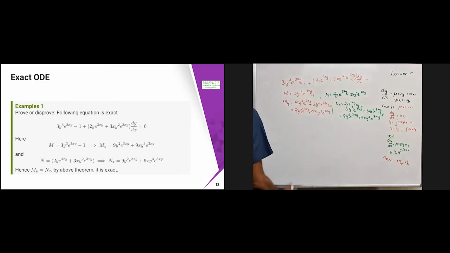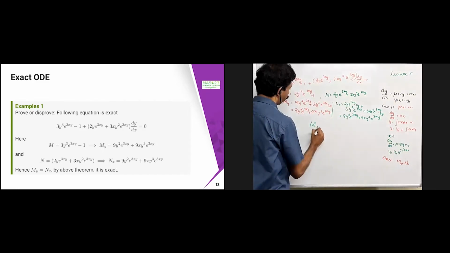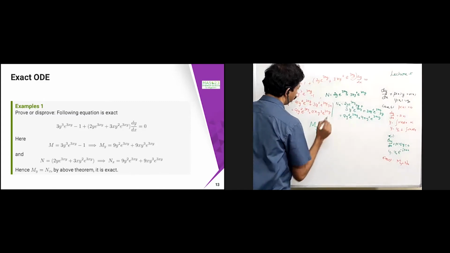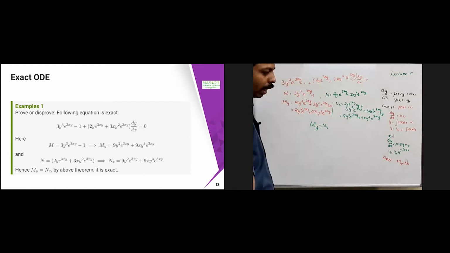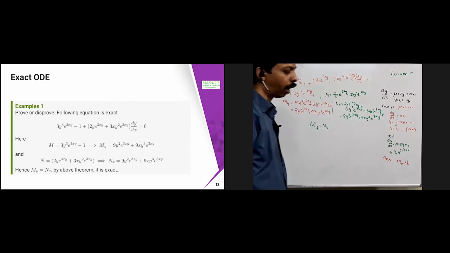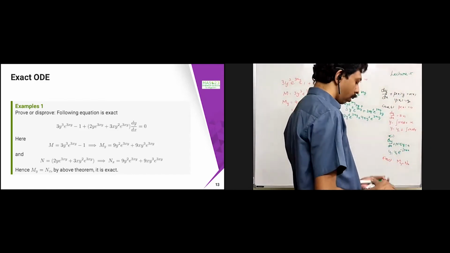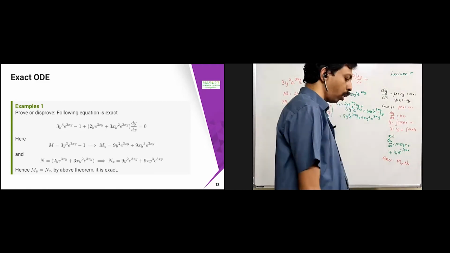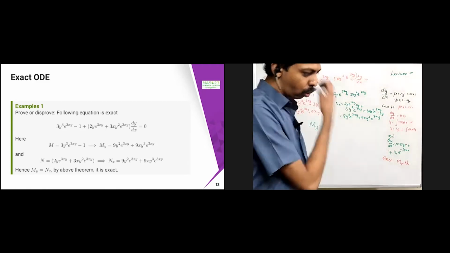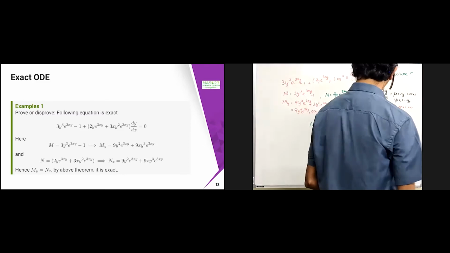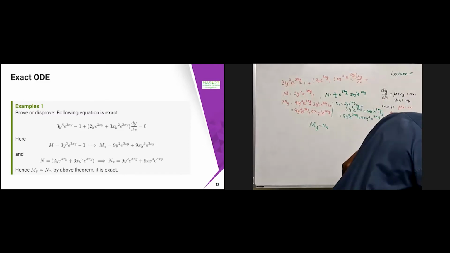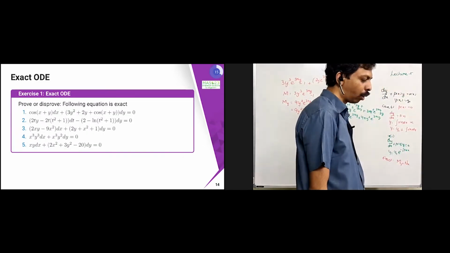So you can see that My equals Nx. Therefore you can say that this is going to be exact. That means you can find a Φ such that this is going to hold. So using the theorem, you can check exactness. That we can do.